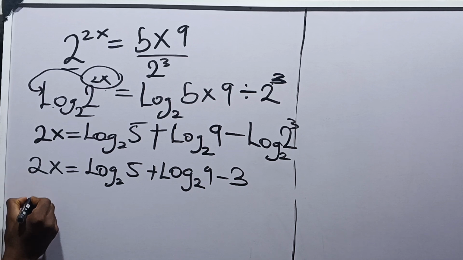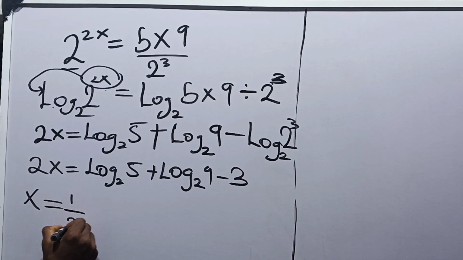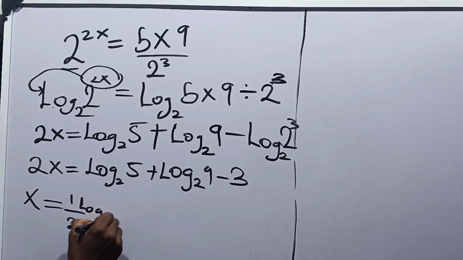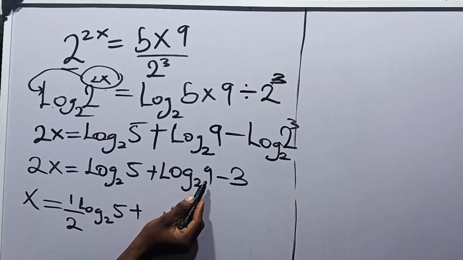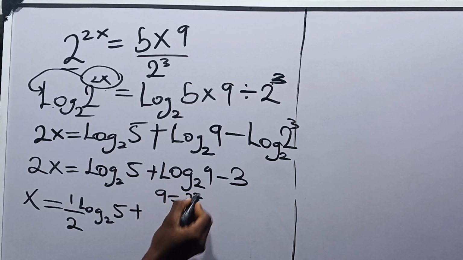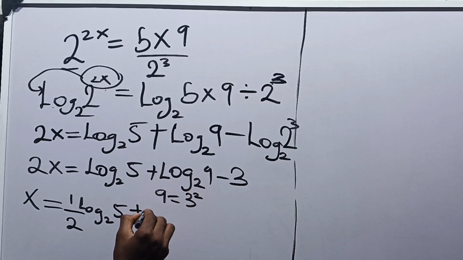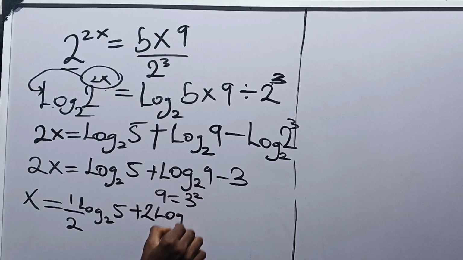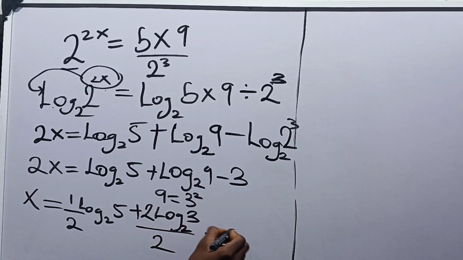Now, from here our x will become equal to 1 over 2 multiplied by logarithm in base 2 of 5 plus, now logarithm in base 2 of 9 is 3 squared. When you have logarithm in base 2 of 3 squared, you multiply this log by the power. So we have 2 multiplied by the log of 3 in base 2, divided by 2, minus 3 divided by 2.